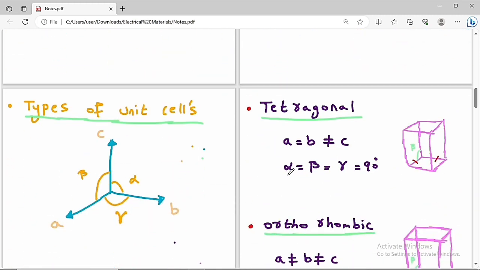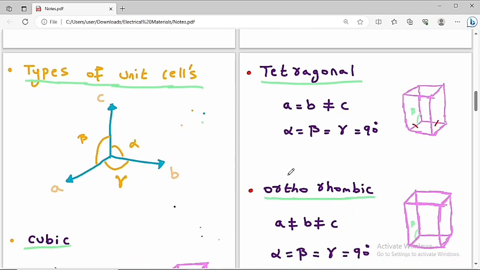And one more important concept is the types of unit cells which are going to be present in the crystals. So basically there are 7 types. I will tell you all these 7 types one after another. They are going to depend upon the lengths as well as the angles.